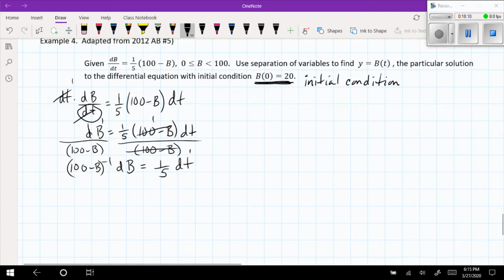And yes, I know, you all want to do this little woo-hoo, but I'm not going to let you do that. Actually, I can't stop you, can I? But I'm not going to do it here. I'm going to rewrite my integral. I'm going to write 100 minus b to the negative 1 dB is equal to 1/5.